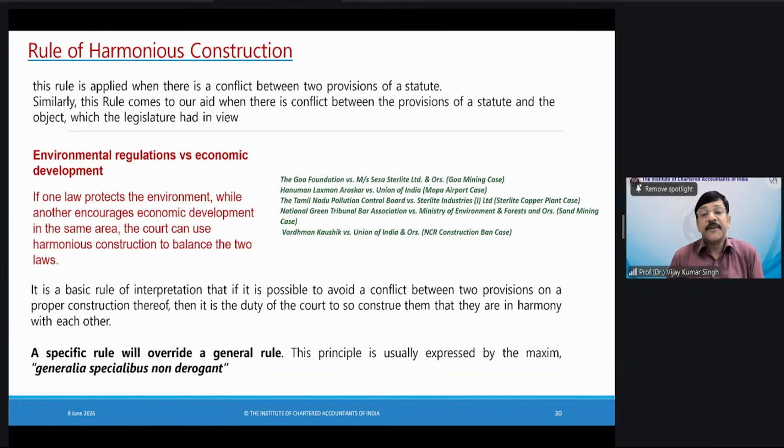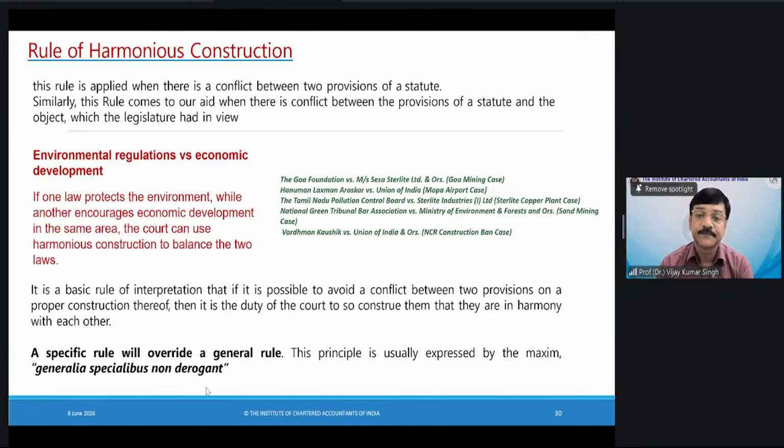It is a basic rule of interpretation that if it is possible to avoid a conflict between two provisions on a proper construction, then it is the duty of the court to construe them in harmony with each other. So a specific rule will override a general rule. This is also a very important principle. A specific rule will override a general rule. This we have seen in the General Clauses Act also. This principle is usually expressed by the maxim generalia specialibus non derogant, right? So a special rule will override a general rule.